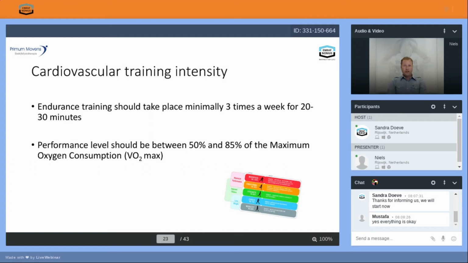When you do cardiovascular training, you should realize that before the oxidative energy systems adapt, it should take place at least 3 times a week. The duration of a training session should be at least 20 to 30 minutes, rather 30 minutes than 20. So you should be active 90 minutes minimally in a week, and you should subdivide it in 3 blocks of 30 minutes.